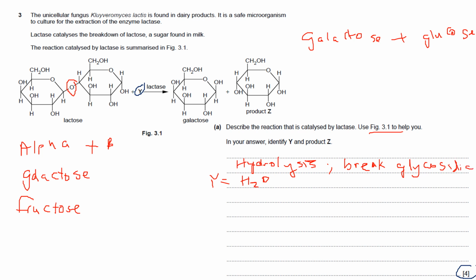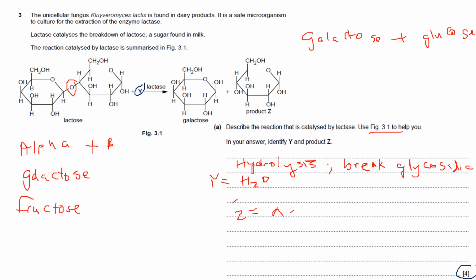All right, so if it's breaking the glycosidic bond, then you can say Y involves the addition of water, and if Y involves the addition of water, then you produce galactose, and what is product Z? Product Z in this case is going to be alpha glucose. And how do I know that this is alpha glucose? I'm going to tell you now.